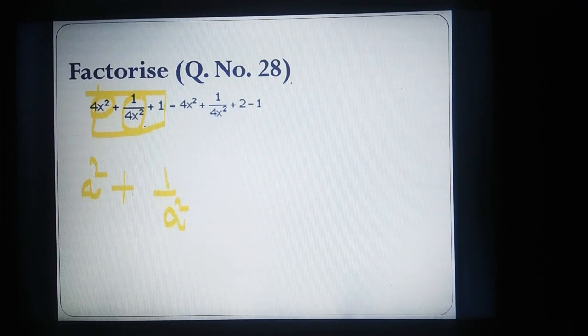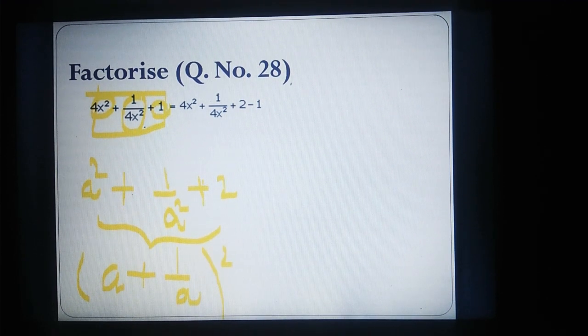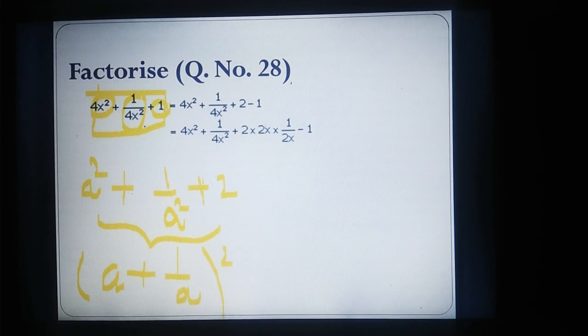Okay, now if we can introduce plus 2 out here, plus 2 out here, plus 2 out here, then this can be written as a plus 1 by a whole square, right? So the same thing I'm going to do out here. So as I said earlier, I have introduced 2, and there is minus 1 to make it plus 1. To balance I have put minus 1.